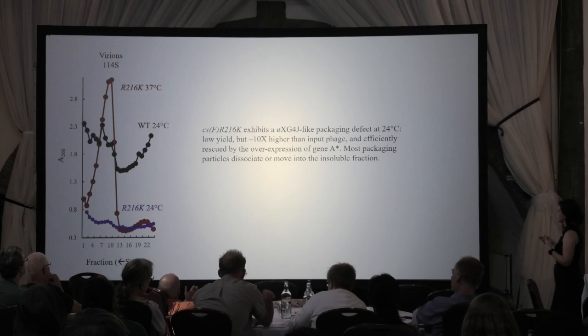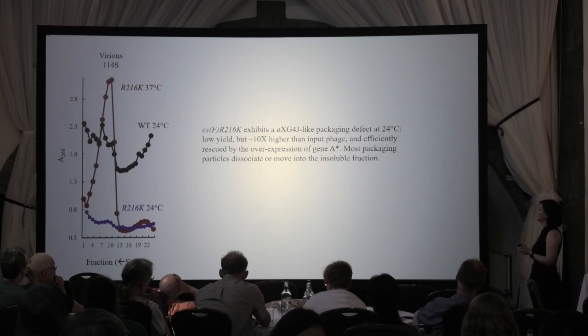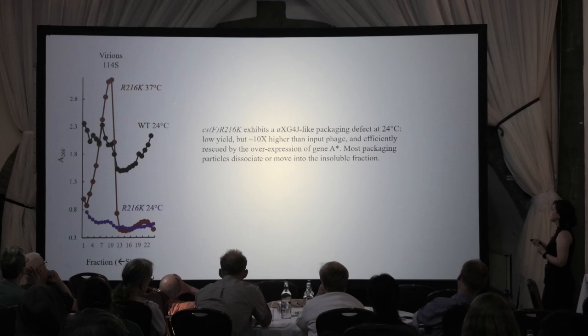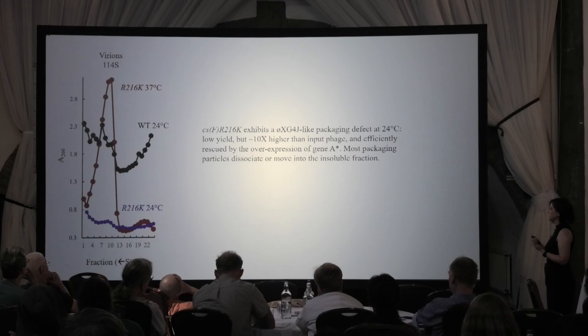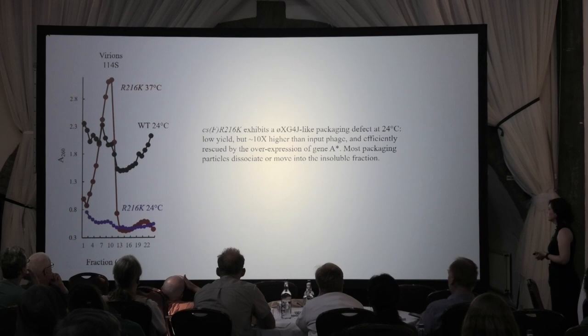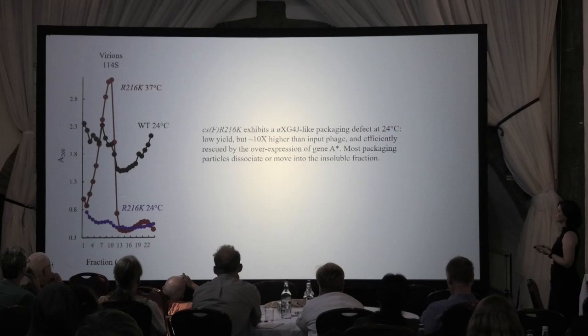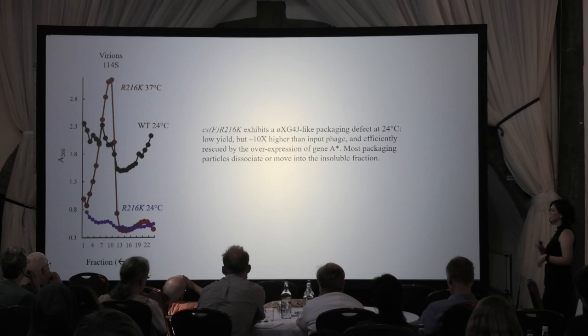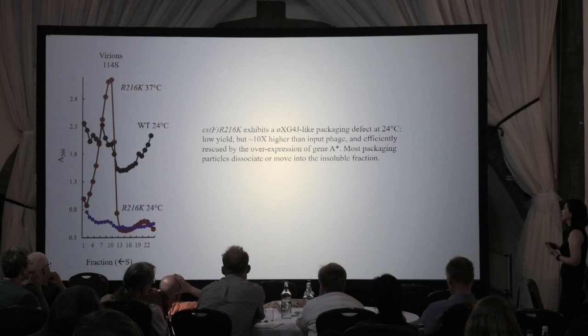And so here we have 216K, and it's a sedimentation profile from a sucrose gradient. And we can see that at 37 degrees, 216K produces a very large virion peak. And we don't have wild type at 37 degrees just because the scale made it more difficult to observe the 24-degree profile. And so we can see here at 216K at 24 degrees, we do have a small virion peak occurring, so we do know that we have viral production occurring. It's more than the input phage from the initial infection, but it's less than that of wild type at 24 degrees. We also saw that this looks like it is forming empty capsids that are either dissociating or moving into the insoluble fraction as well.